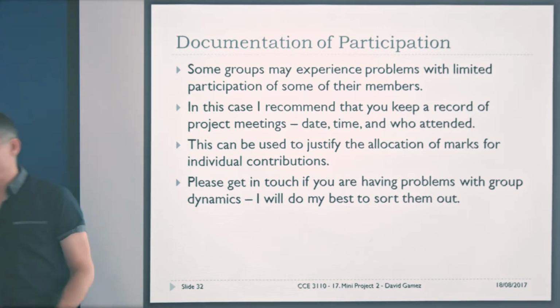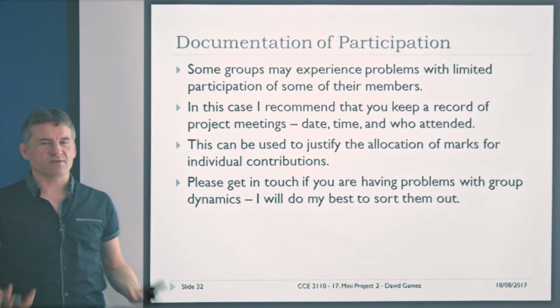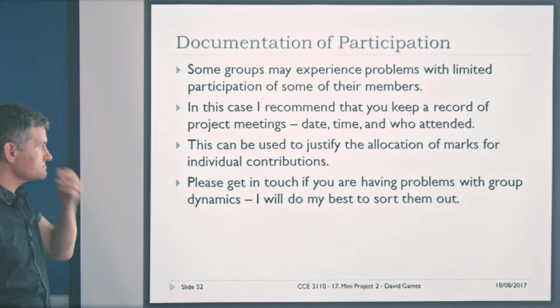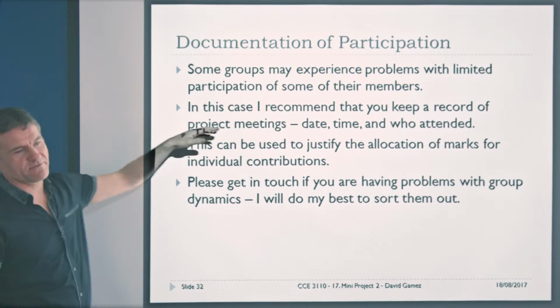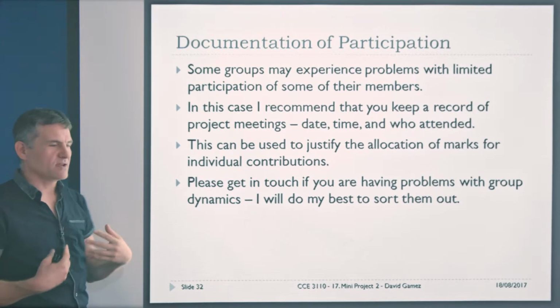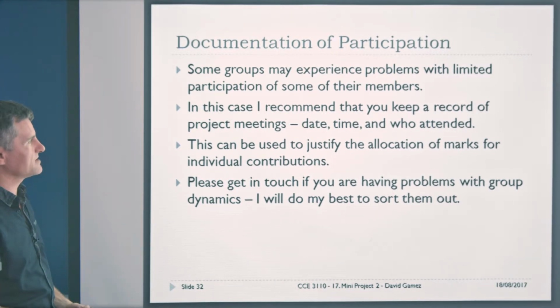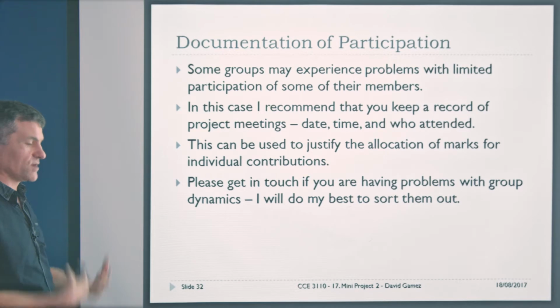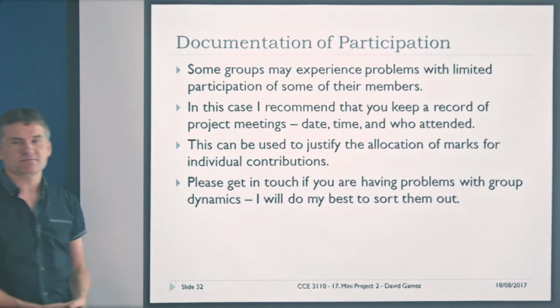So in the past, there have been problems where group members don't bother turning up to meetings, they can't be reached by email, and they're not really doing anything for the project. So if one of your group members doesn't bother turning up to anything, maybe talk to me initially. I'll try and sort it out in the labs. I'll talk to the person, do my best to resolve the group tensions, because these things do happen. Can't be helped.